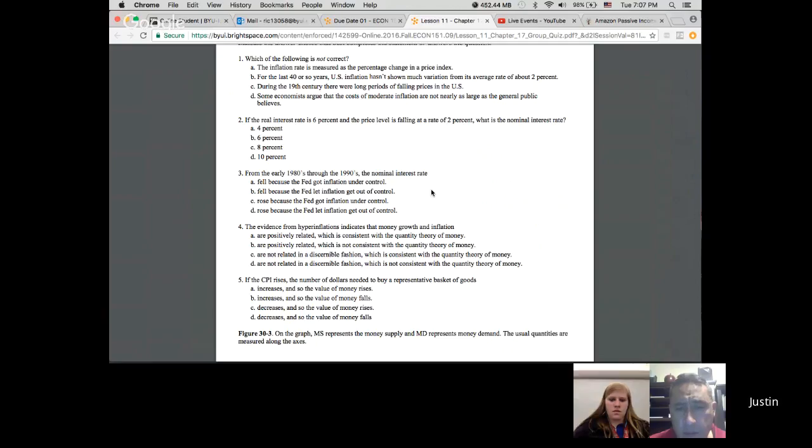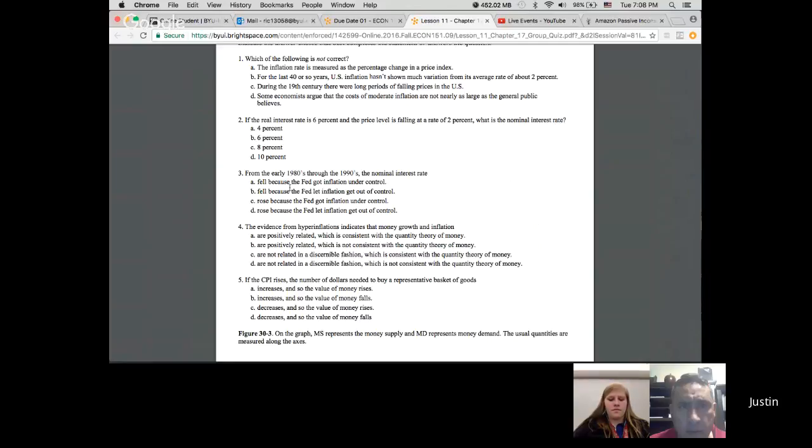Anyway, I found it's on page 358. It says nominal interest rate fell from the early 80s through the 90s because the government got inflation under control. There you go. Okay. So, that's A.